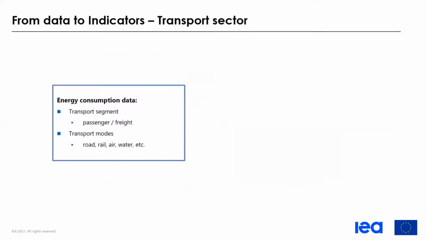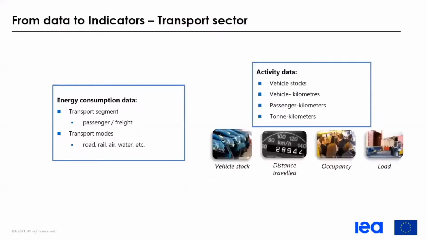And finally, the transport sector. It might seem a little bit more complicated than the other sectors because here we differentiate between transport segments and modes. So segments include passenger and freight transport, while modes refer to road, rail, air, and water. Regarding the activity for the transport sector, we want to observe how much and how far we can move.